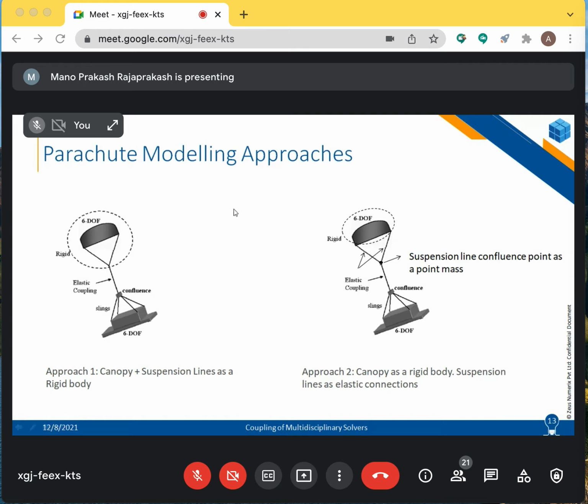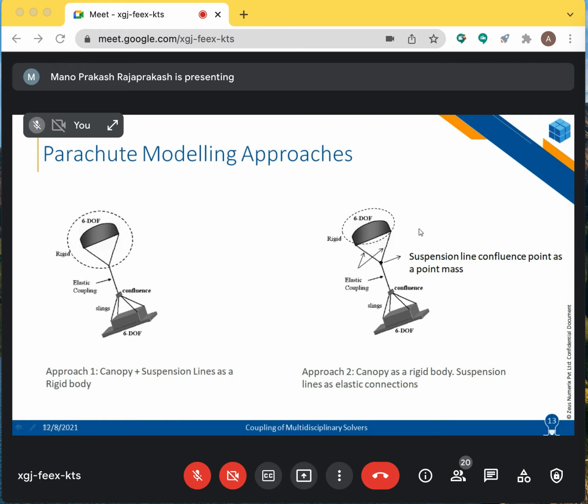Before jumping into the aerodynamic model, I'll just briefly explain how the parachute is actually represented in the simulation model. As we see here, there are two approaches that are generally followed. First, I'll focus on the one on the left, where you see that the canopy of the parachute and the suspension lines of the parachute are treated as one single rigid body, which can have either a 3DOF or a 6DOF motion. So this is the first approach.